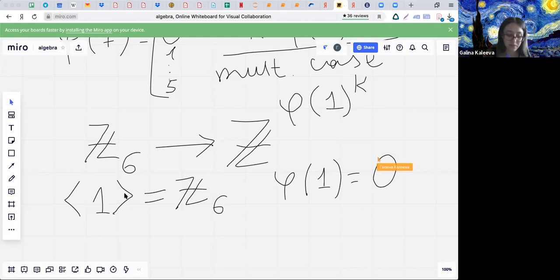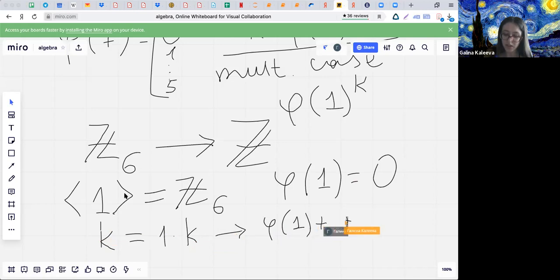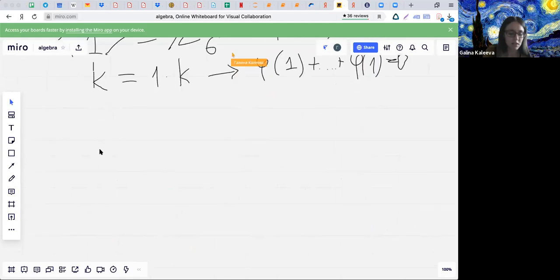Every element of our group of reminders, which is 1 multiplied by k, or 1 plus 1 plus 1, k times, goes to phi of 1 plus etc. plus phi of 1, which is also 0. And this is a homomorphism. That's okay, right?